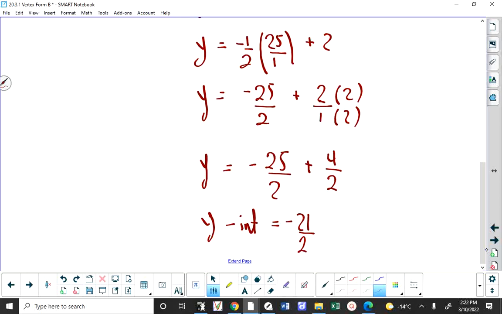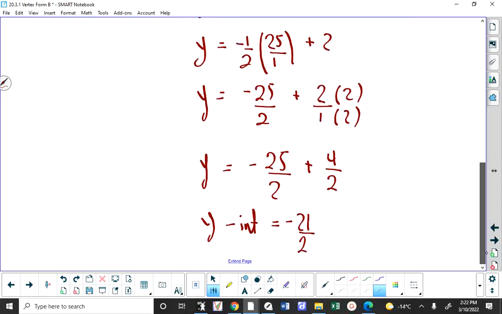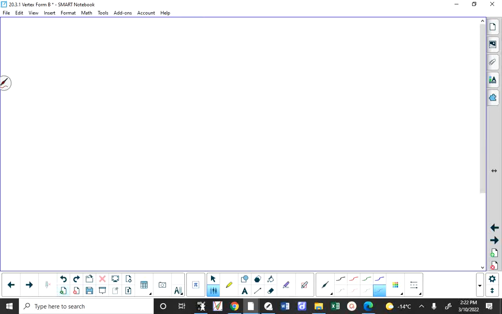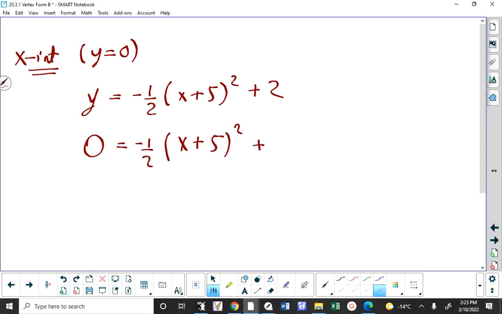Let's talk now about the x-intercept, or x-intercepts. I'm going to go to a new page where I have a bit more room. We have y equals -1/2 times x plus 5 quantity squared plus 2. Did I write that down correctly? Okay. So now I'm finding my x-intercepts. You don't need to rewrite this. You've already got it written down. This is where we let y equal 0. So we get 0 equals -1/2 times x plus 5 quantity squared plus 2.